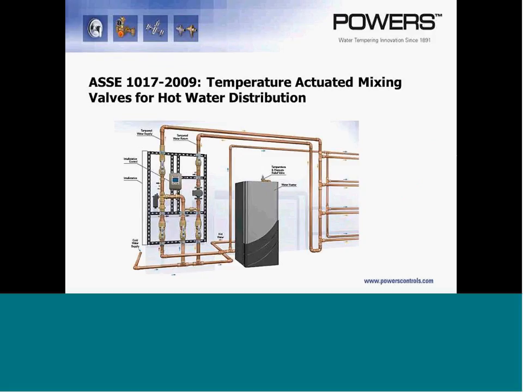So I want to start out with talking a little bit about the ASSE 1017 standard, which was last revised in 2009. Again, this is the standard for hot water distribution for product that is essentially located down in the mechanical room around the boiler and hot water heaters, that's distributing water throughout a facility and to the various fixtures and other mixing point of use devices.